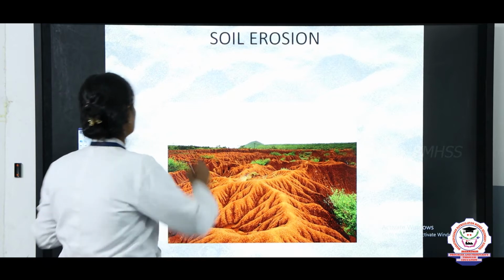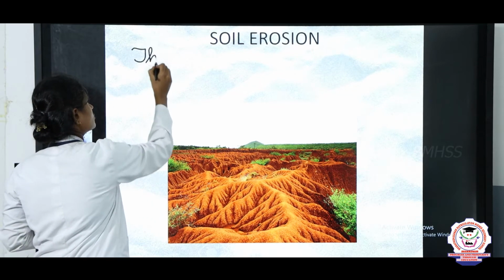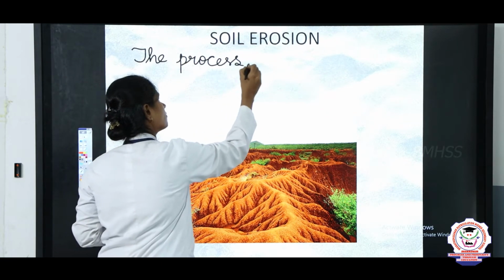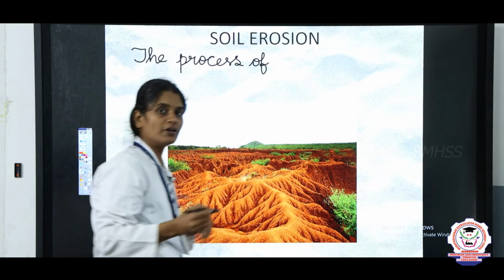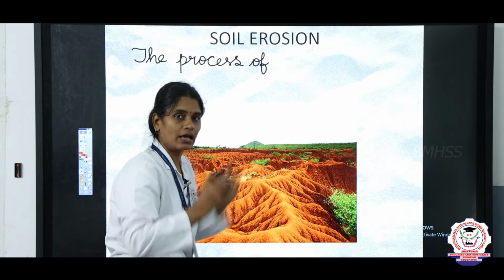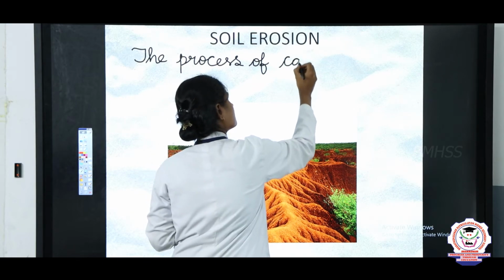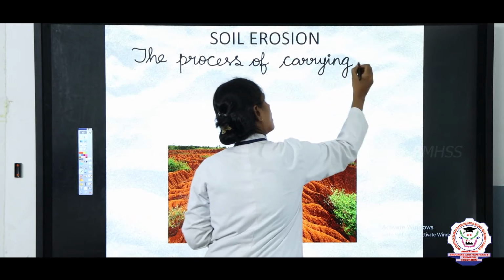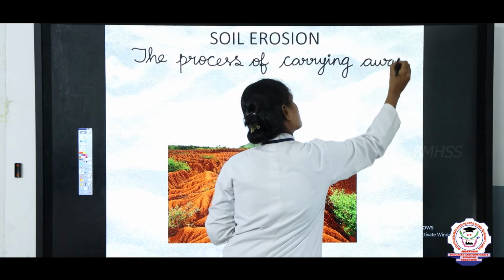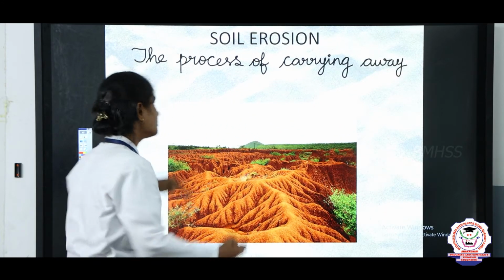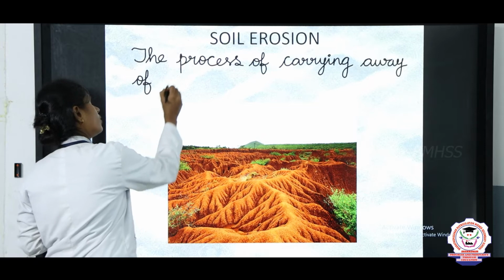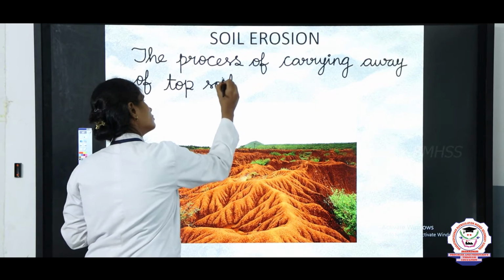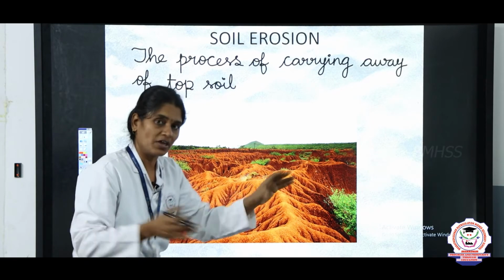So what is soil erosion? The process of wearing off, or you can write carrying away, of topsoil. Your topsoil, the topmost layer of the soil, is topsoil. So wearing off or carrying away of the topsoil.